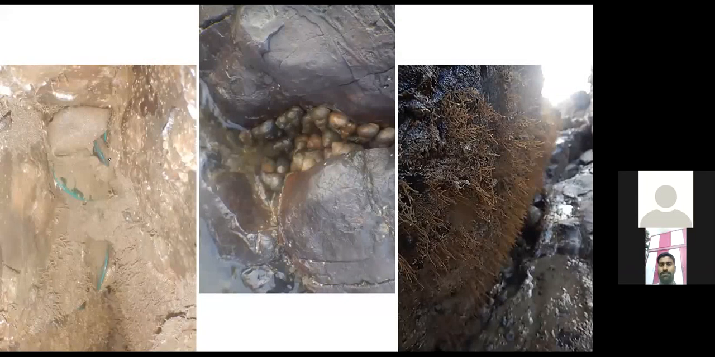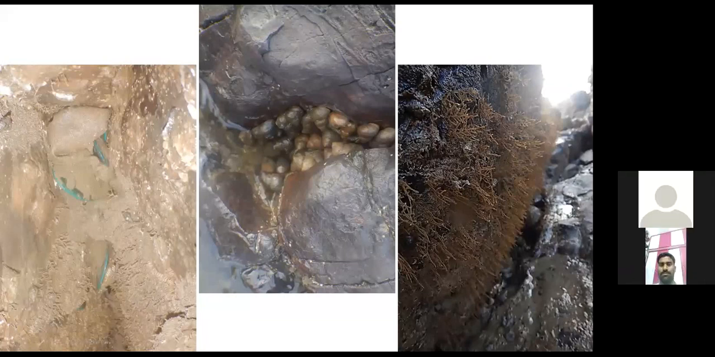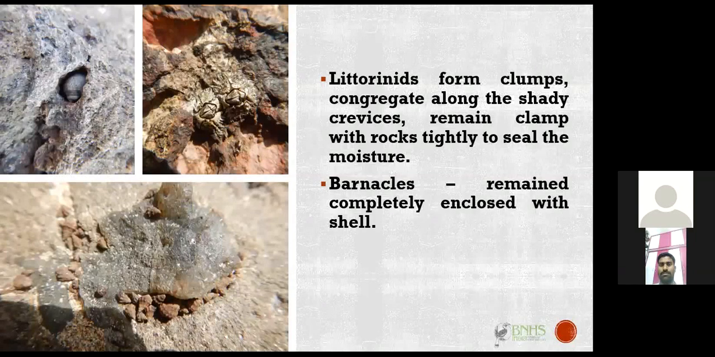So these are some. Can I go back and explain again? Yeah, from the previous slide, you can do that. From this previous slide, rocky shore. From this you can explain.